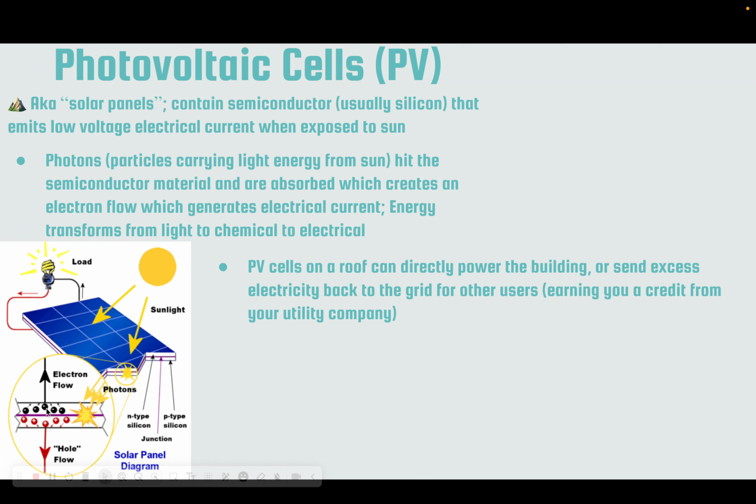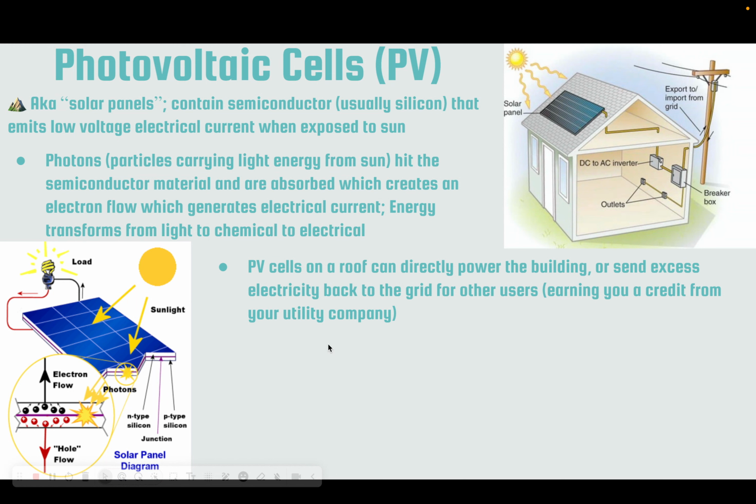And so there are photovoltaic cells on a roof that can directly power a building, like I said, so that happens instantly. Or they can send electricity back to the electric company, which can spread it out to other users, and that gives you an energy credit from your utility company, which is pretty cool if you have a bunch of solar panels on your property. Okay.